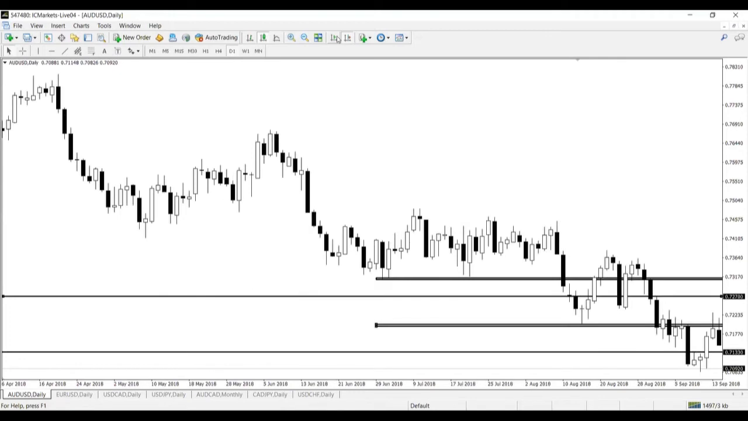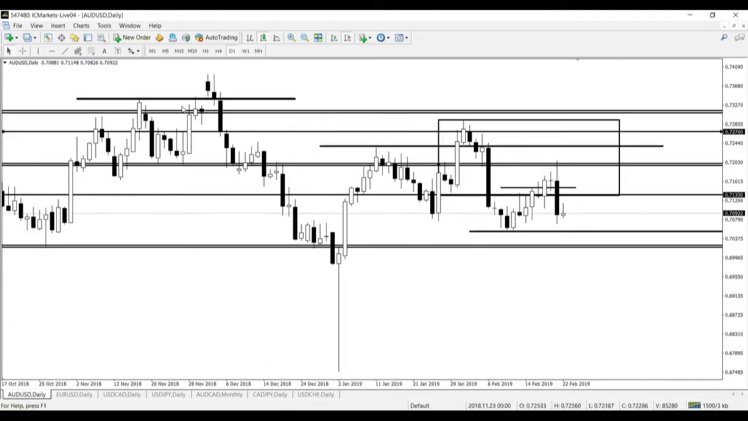As you can see on a daily, this is where the initial stop run for the weekly block occurred. This was the last bearish candle which pushed price higher.